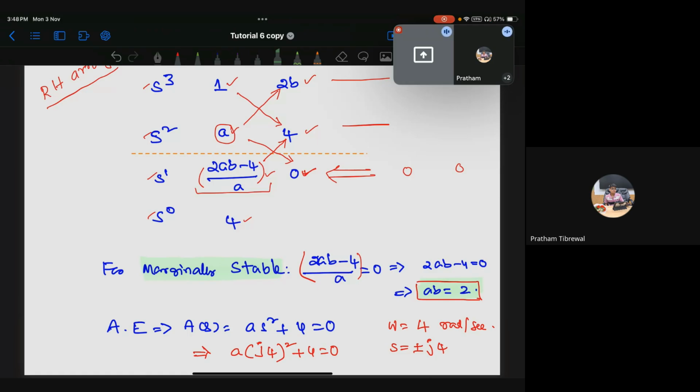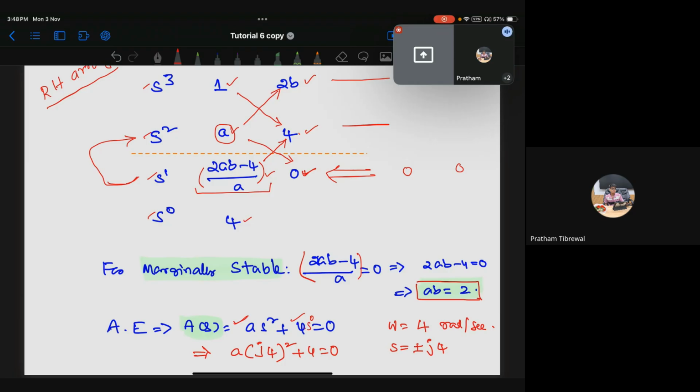Now you consider the auxiliary equation. How can you consider it? This is the row with all zeros. For the auxiliary equation, you take the row above that, which becomes the auxiliary equation: 4 A s squared plus 4, that is, 4A s squared plus 4 s power 0.